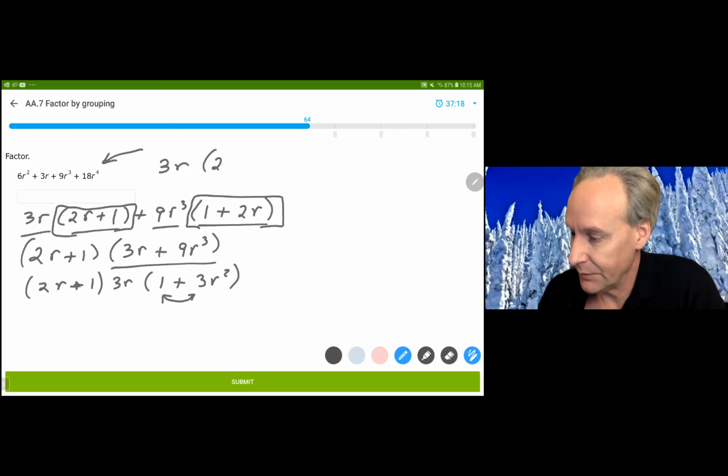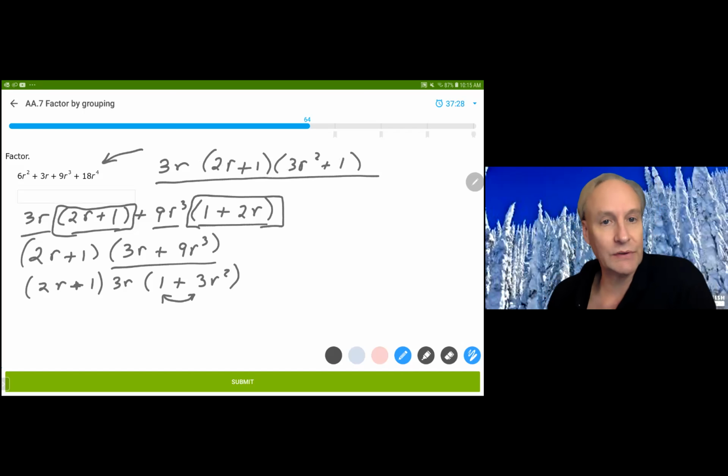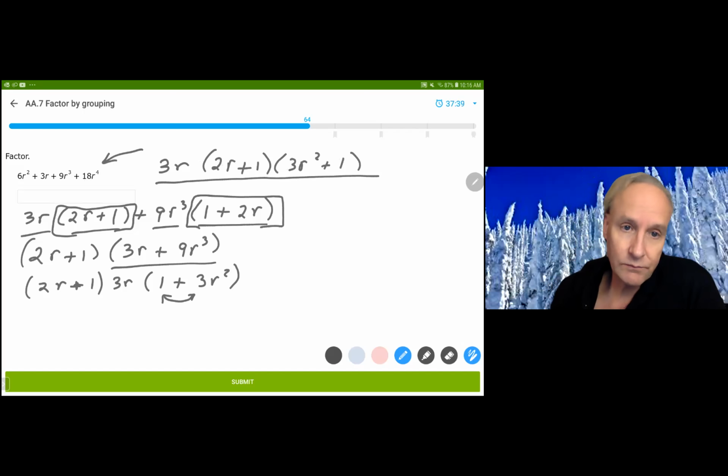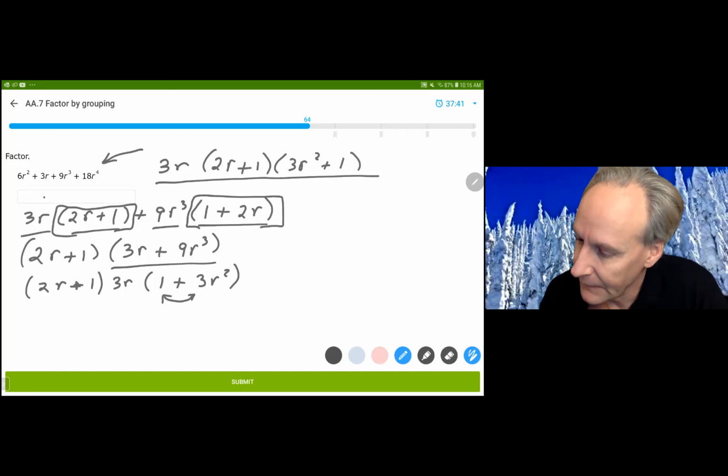And we have a 2r plus 1. And we have a 3r squared plus 1. So there's our 3 factors, and we say that it's completely factored. It would have definitely been easier to write it in descending order and take out my 3r from the very beginning. But it worked out fine anyway. So there it is.